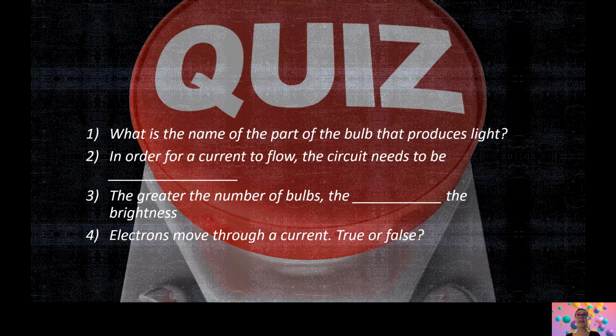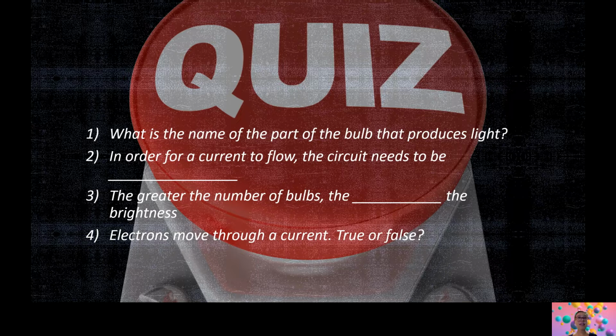Okay, once you've done that, can you please answer these questions in your book? I will read out the questions and we will go through the answers afterwards. Question 1. What is the name of the part of the bulb that produces light? Pause this video now and write down your answer. Question 2. In order for a current to flow, the circuit needs to be what? Pause this video now and write down your answer.